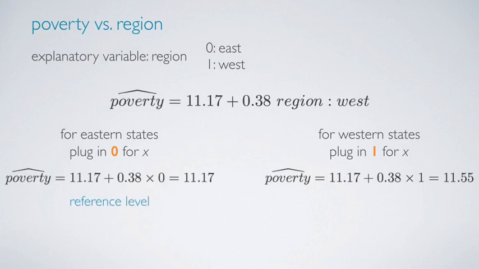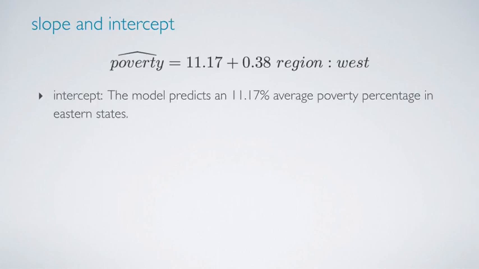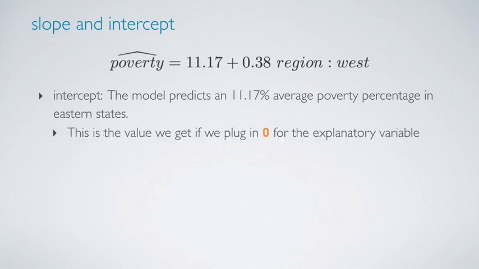In regression models with explanatory categorical variables, we always code one of the levels of that categorical variable to be what we call the reference level. This is the level that we plug in 0 for. So then what do the slope and the intercept mean in this context? The intercept basically tells us that the model predicts an 11.17% average poverty percentage in eastern states. Remember, we've calculated this by plugging in the value of 0 for the explanatory variable because the variable is called region west and an eastern state is not on the west, therefore we're plugging in a 0 for that.